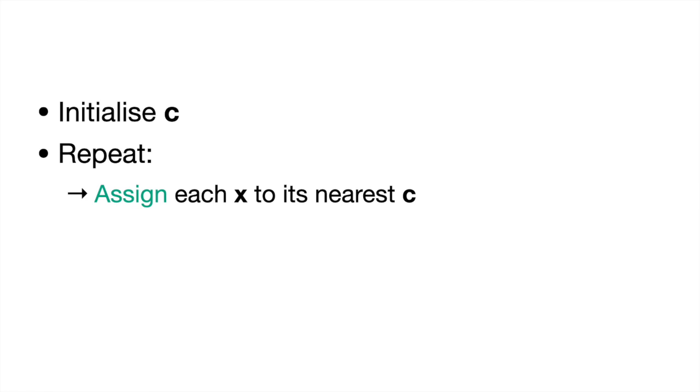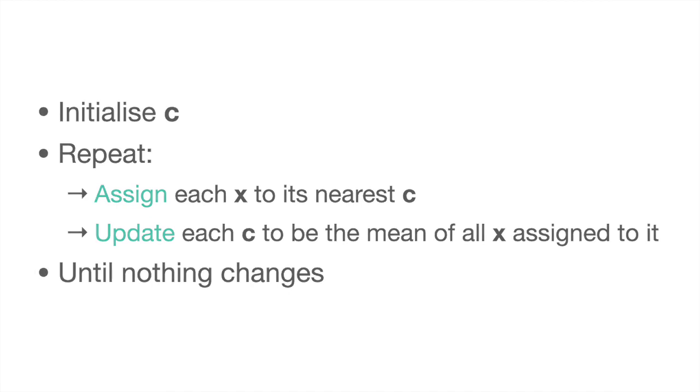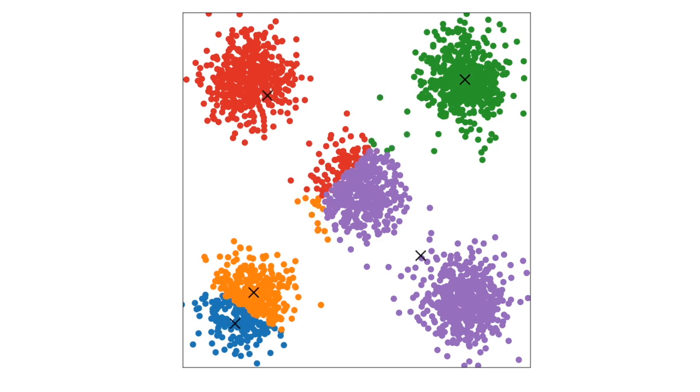In the second step, we update all the centroid locations to be at the mean position of all of the samples that have been assigned to them. We keep repeating this until no assignments change. Here is a simple example of this in action over a few steps on some simple data. We can see that the cluster assignments pretty rapidly settle down to their final form.